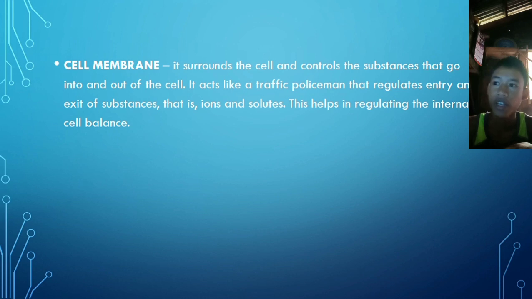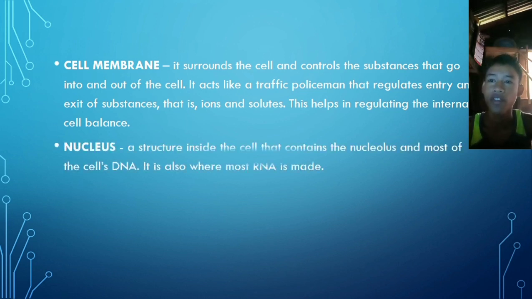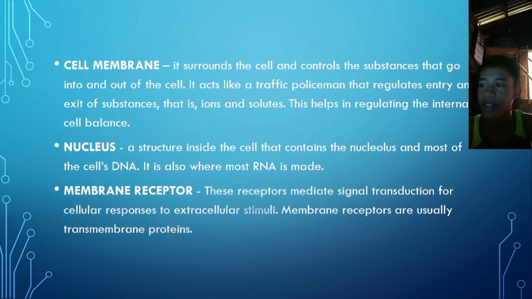The cell membrane surrounds the cell and controls the substances that go into and out of the cell. It acts like a traffic policeman that regulates entry and exit of substances, that is ions and solutes. This helps in regulating the internal cell balance. The next one will be the nucleus. The nucleus is a structure inside a cell that contains the nucleolus and most of the cell's DNA. It is also where most RNA is made.